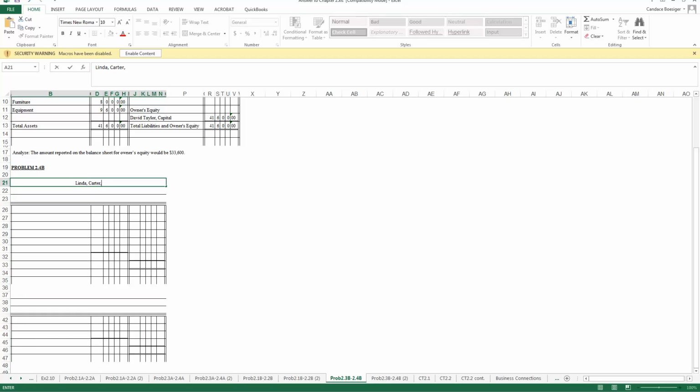Now we are going to start an income statement. This problem asks us to create an income statement, a statement of owner's equity, and a balance sheet. And we're going to go ahead and go through that entire process. At the top of every statement, we put the business name and the type of statement.